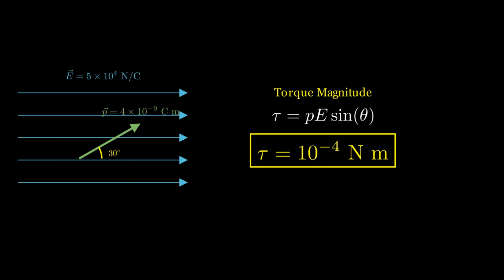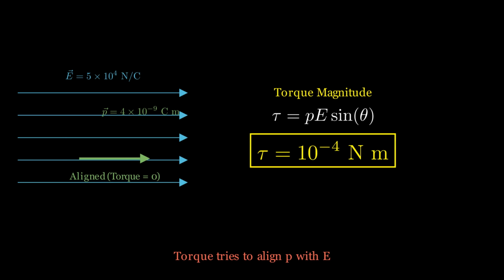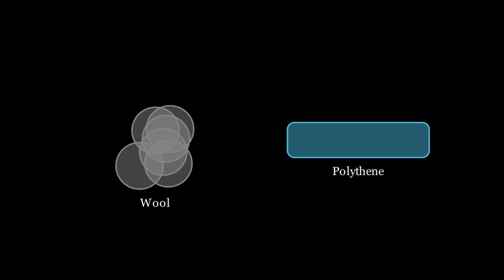Physically, this torque is trying to rotate the dipole clockwise so that it aligns perfectly with the electric field lines. Our next problem is basically a classic electrostatics experiment. A piece of polythene is rubbed with wool. After rubbing, the polythene is found to have a negative charge of 3 times 10 to the power minus 7 coulombs. Part A asks how many electrons were transferred and from which object to which.